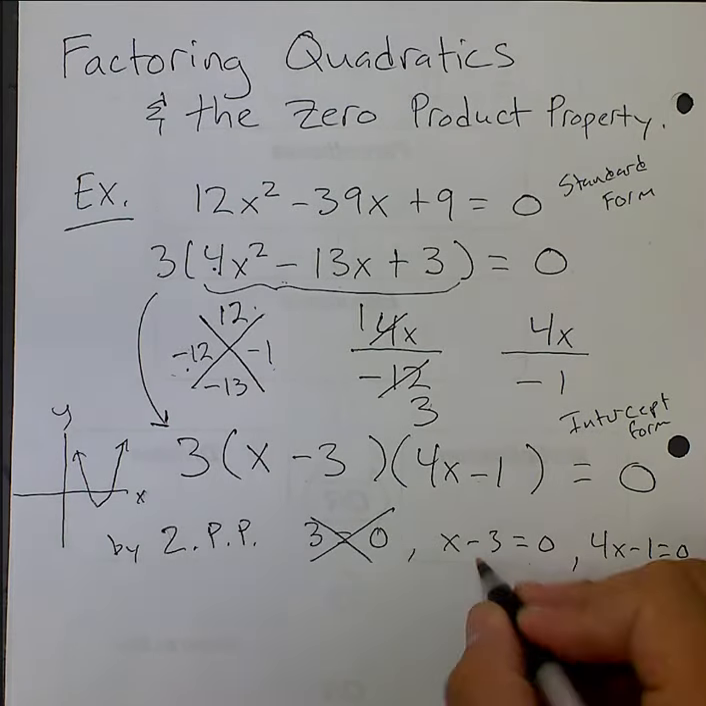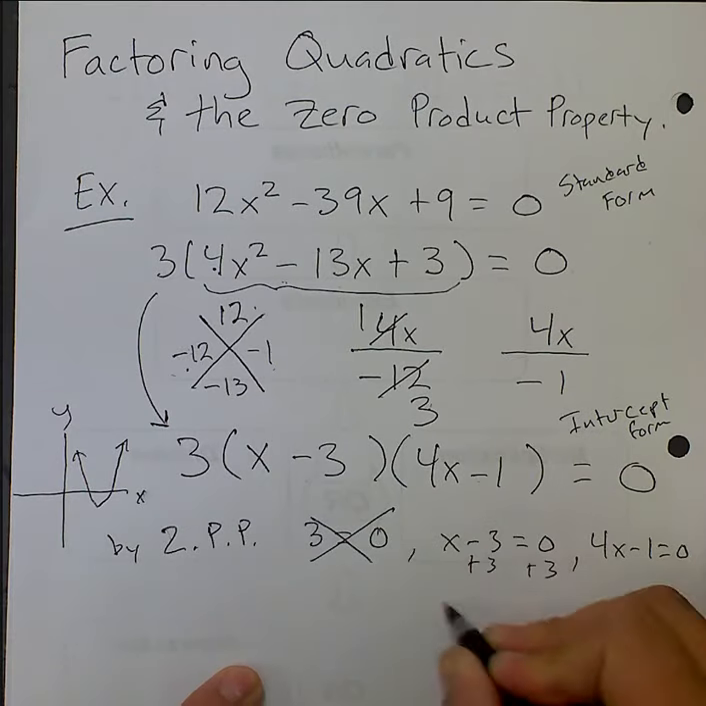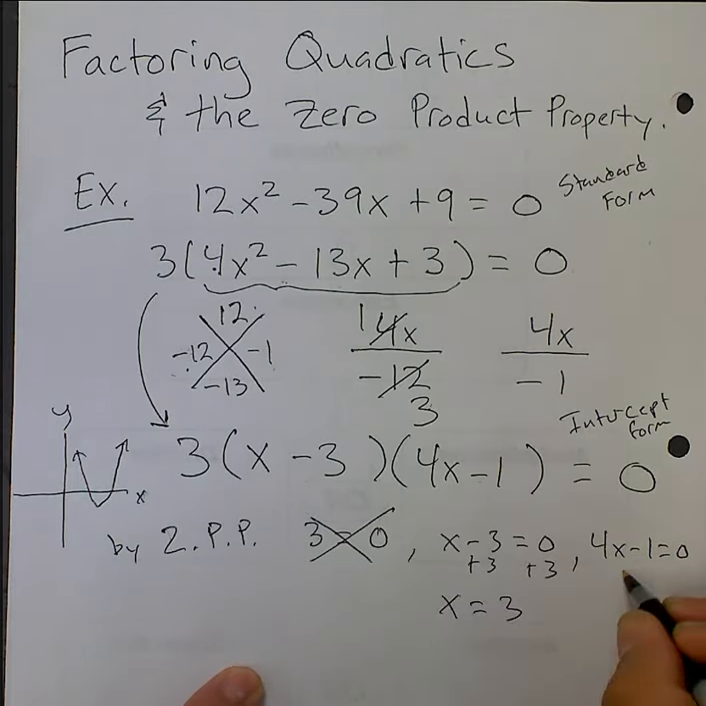What you do is add 3 to both sides, so x is equal to 3. For the last one, add 1 to both sides, then divide by 4, and you get x is equal to 1/4.